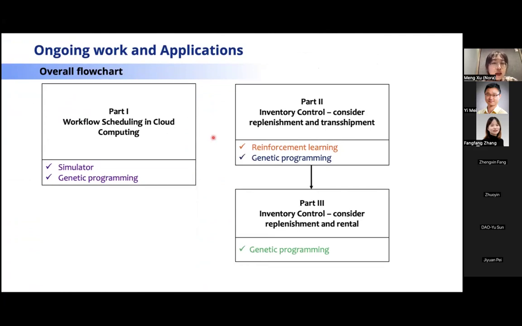So that is mainly about the fundamental research of the genetic programming methods, and now we bridge the gap between research and industry application. For this part, we will talk about two real-world applications. The first is workflow scheduling in cloud computing, and the second is inventory control. For inventory control, we consider two cases. The first considers replenishment and transshipment decisions, and the second considers replenishment and rental decisions.